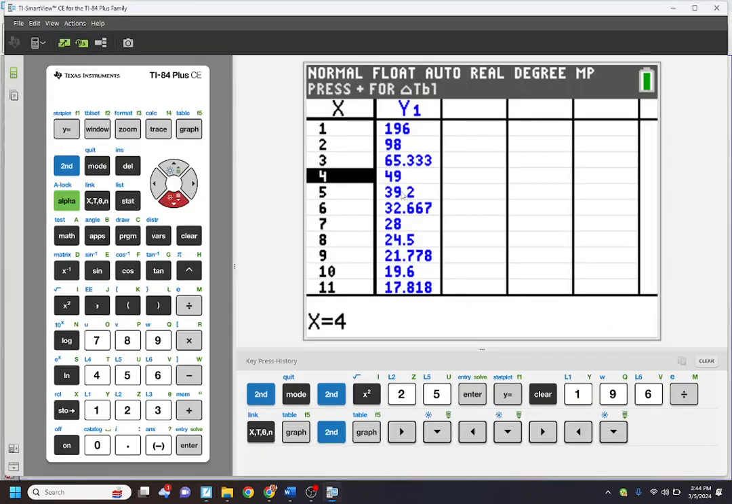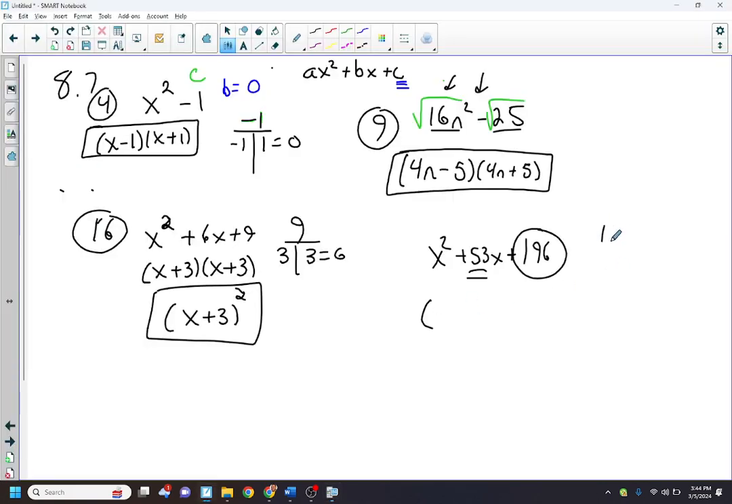That means, looking at the calculator, 49 times 4, good, it should be 49 times 4, so 196. So it's x plus 4, x plus 49.